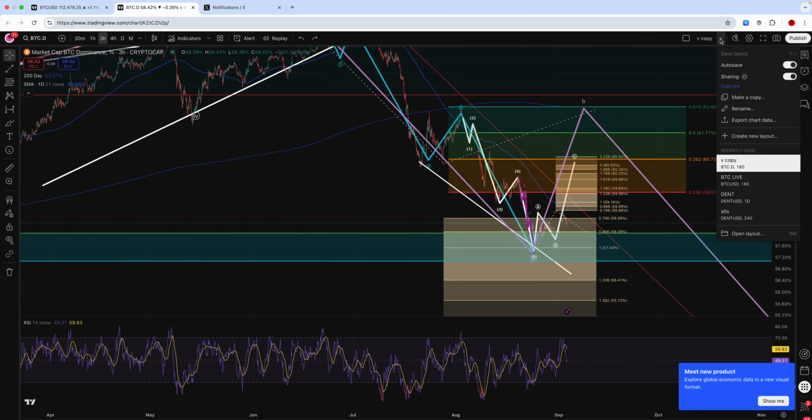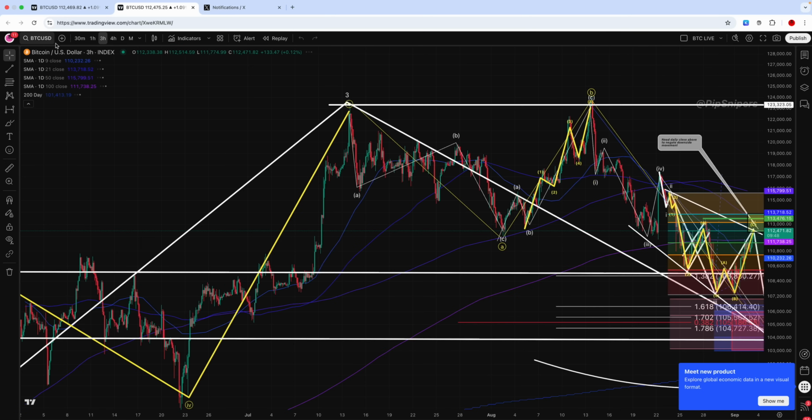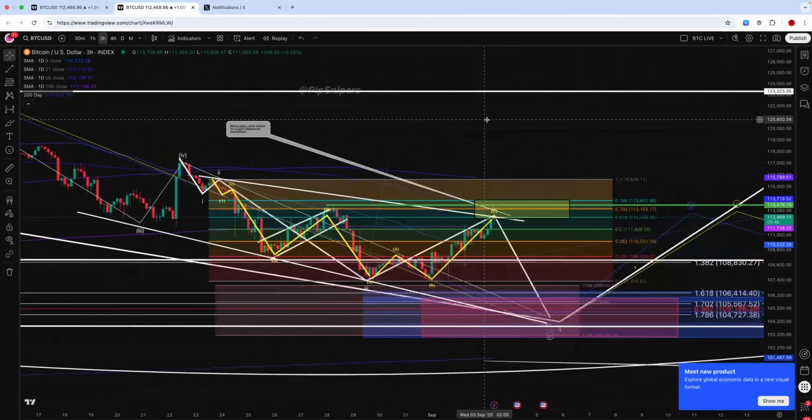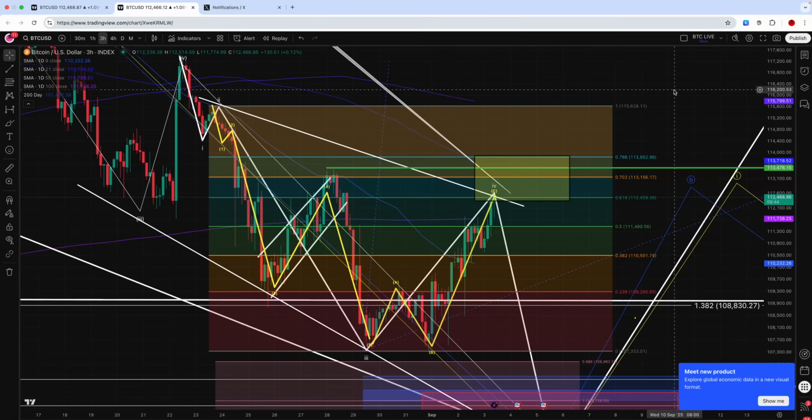I just want to check on it real quick before I wrap up this video. Yeah, so it's just consolidating there under the 618. I want to see a move above this yellow box. So the 702 is at 113.156. 786 is at 113.852. And we're just under the 618 at 112.459.